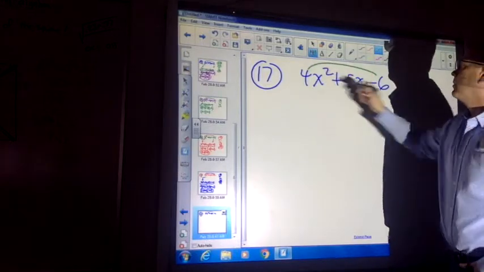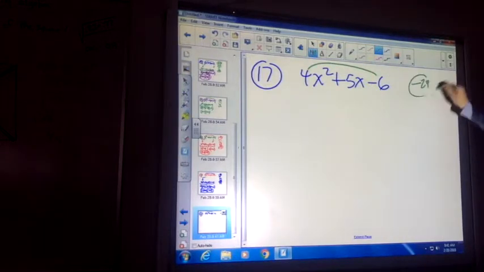Negative 24. Awesome. Negative 24. In order to multiply two things together to get to a negative, what do you know about my two signs? They're positive and negative.